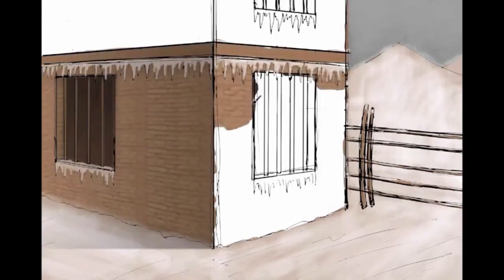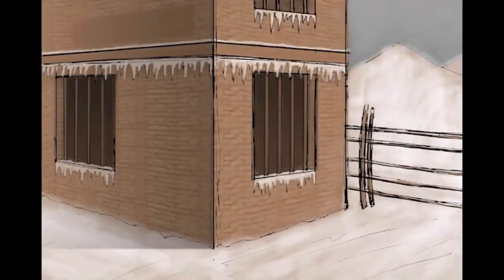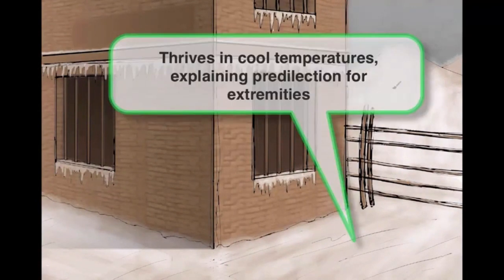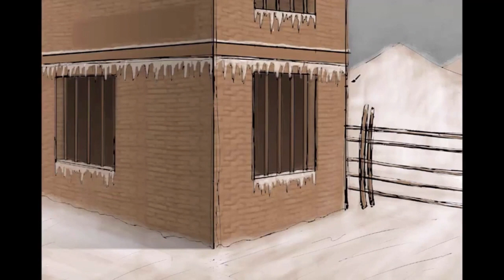You'll notice that there's snow on the ground and icicles on the buildings because our scene's taking place in wintertime. And the reason we have it taking place in winter is because leprae thrives in cool temperatures. And you'll see later this gives it a predilection for the extremities of the body. But we'll talk more about that when we talk about clinical presentation.